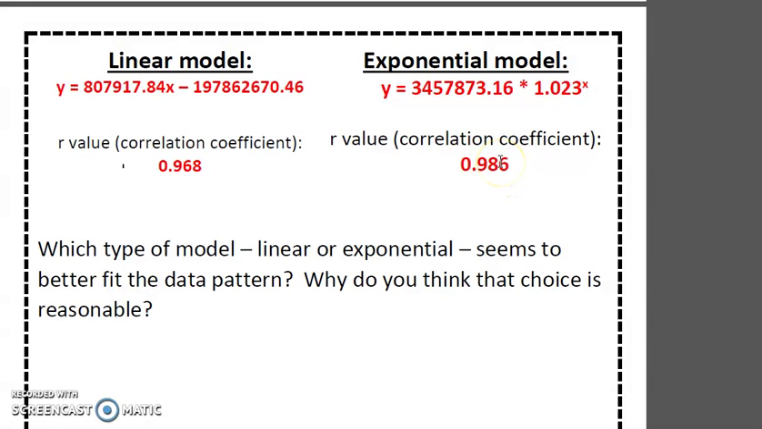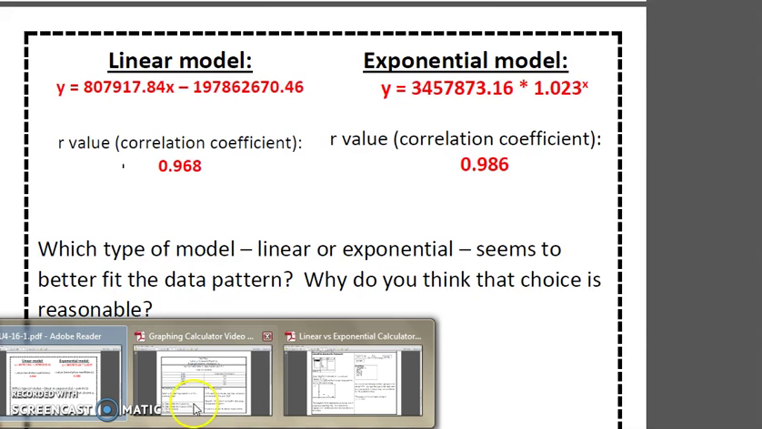So how do we determine which was a better fit? Well, we look at the correlation coefficient, and 0.986 is bigger than 0.968. So this exponential equation, this exponential model, would be a better fit for our data. So you need to know how to turn the diagnostics on and how to put the data in the calculator, and I think we're pretty proficient at that at this point.